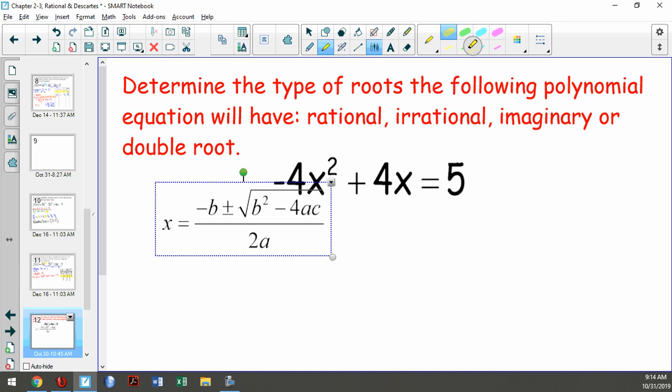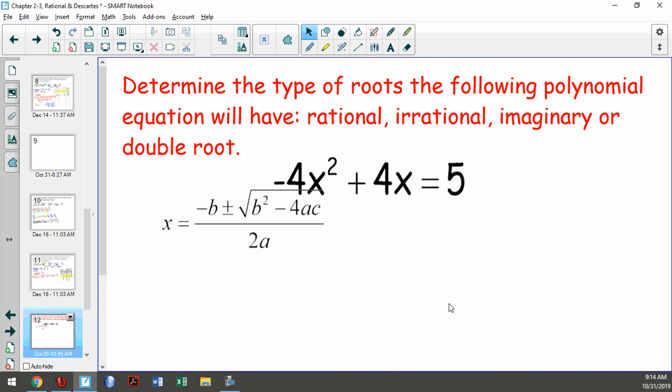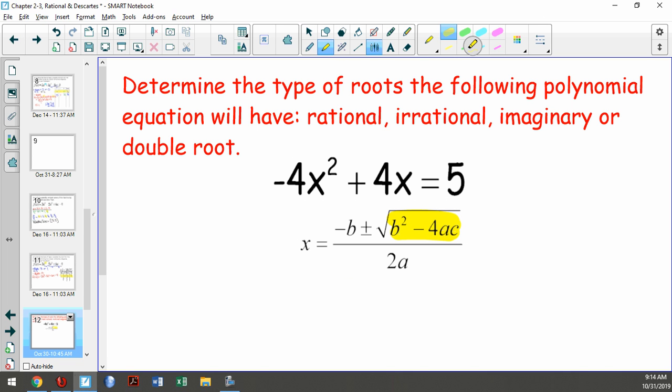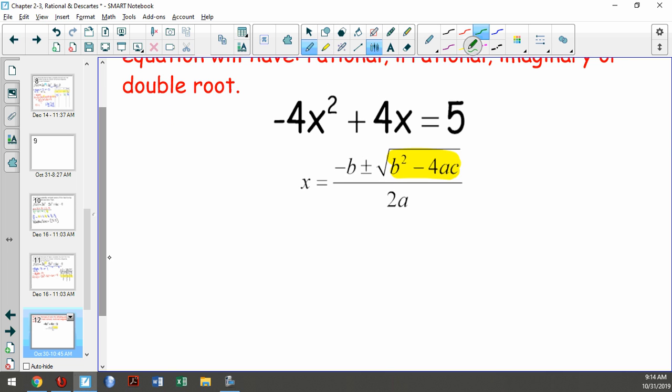So here's my quadratic formula, and what we want is going to be the b squared minus 4ac. Do we see that, yes or no? So what I'm simply going to do is take this function, which is negative 4x squared plus 4x equals 5, and set it equal to 0. So that's negative 4x squared plus 4x minus 5 is equal to 0. Yes? What is a?